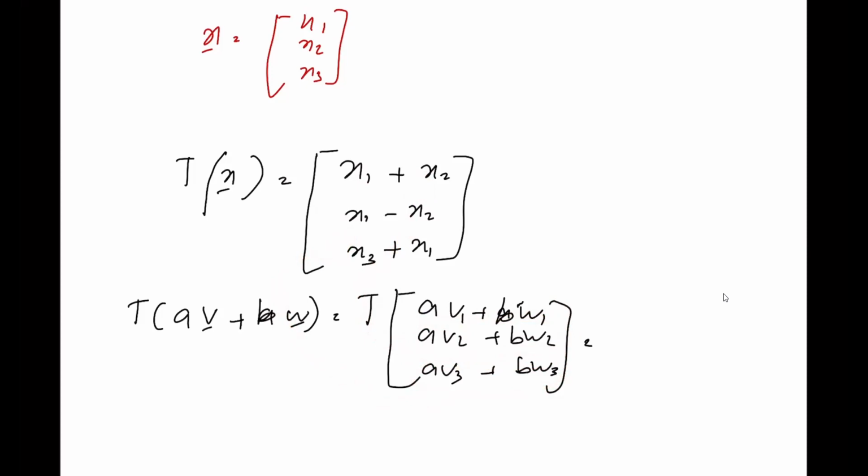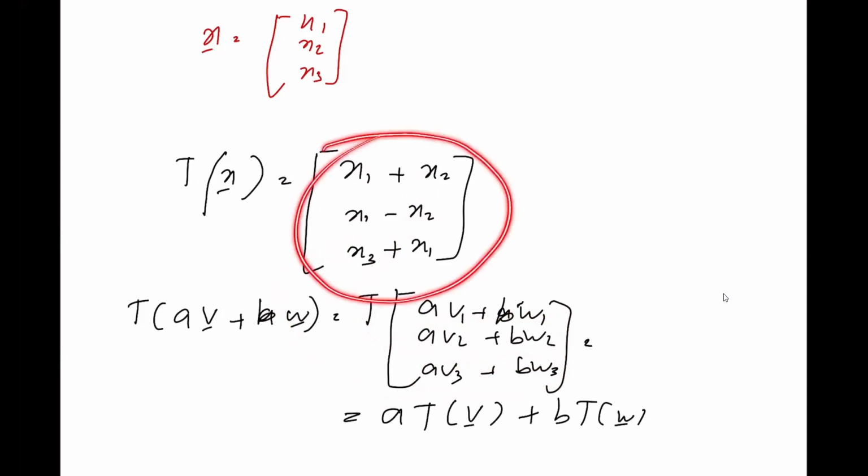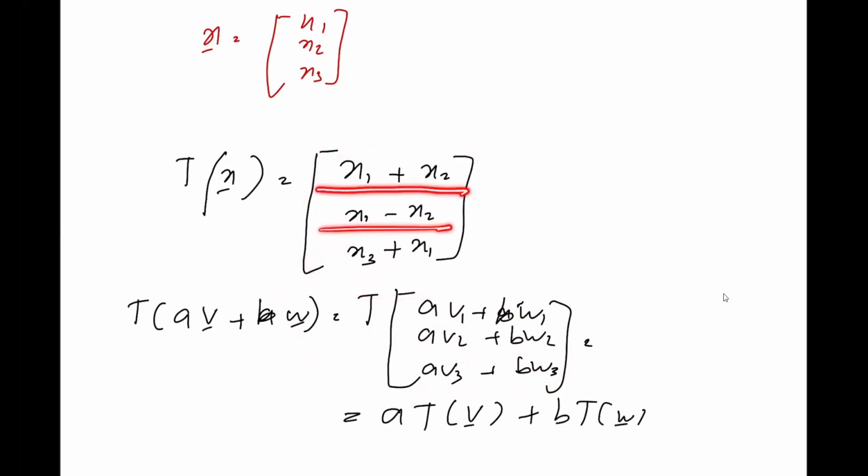If you substitute and see, you will see this is equivalent to aT(v) plus bT(w). An easier way to recognize a linear transformation is to look at the right-hand side: these are only linear equations of these coefficients. There are no powers, no e to the power x terms, nothing else. These are all linear terms. It means you can only have coefficients and summations, not multiplications.